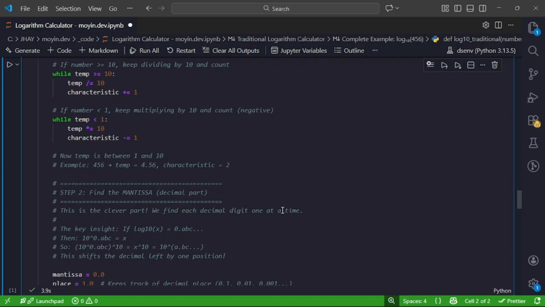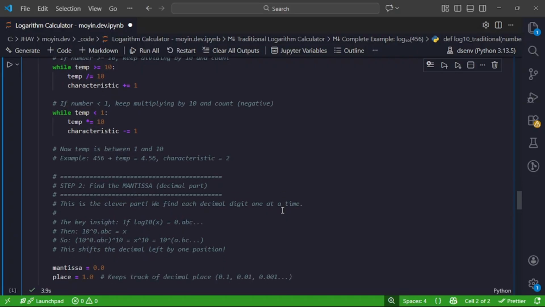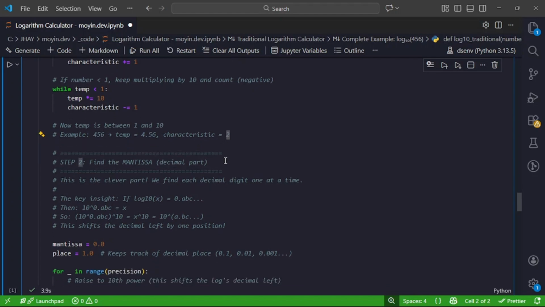Now, to the Mantissa, rather. When we did 456, the temp became 4.56. Temp here is what you get when you divide by 10 repeatedly, the last number you get, 4.56. The characteristic is 2 because 456 is only divided by 10 twice. Very simple, we've established that.